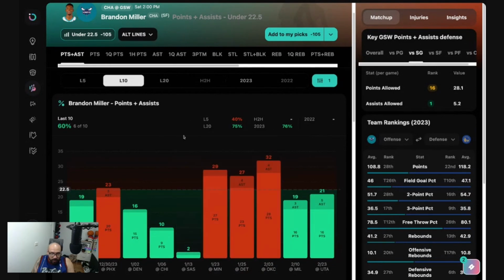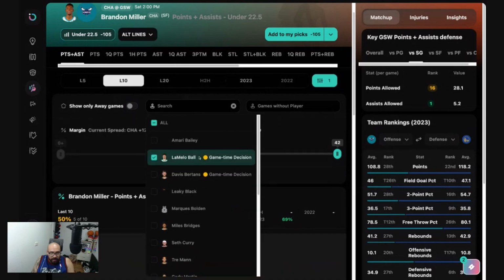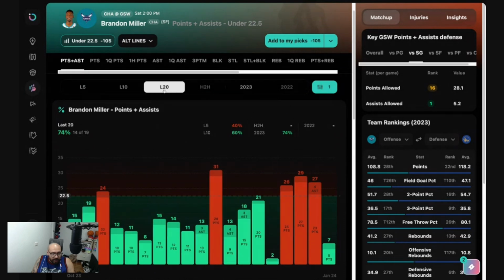But these 3 were obviously before the trade deadline, but after they moved Rozier and with no LaMelo Ball in the lineup. What I think could be interesting, let's check out his last 10 games with LaMelo Ball in the lineup. He's actually gone under in 14 of 19 games with LaMelo Ball in the lineup. So what I'm going to do, I'm going to put this as a lean as Brandon Miller under points and assists if LaMelo plays. So that's just my lean right now.